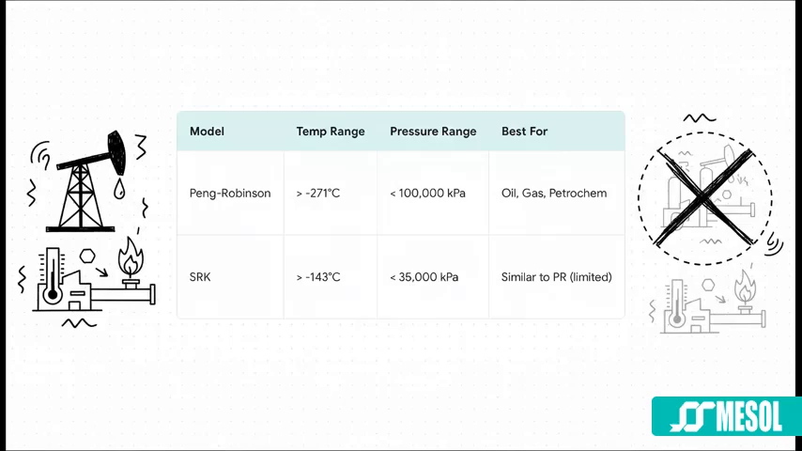Now you can compare that to SRK, and while SRK can give you similar results in some cases, its effective operational range is just much more limited. That's exactly why for most oil, gas, and petrochemical systems, Peng-Robinson is going to be your go-to.